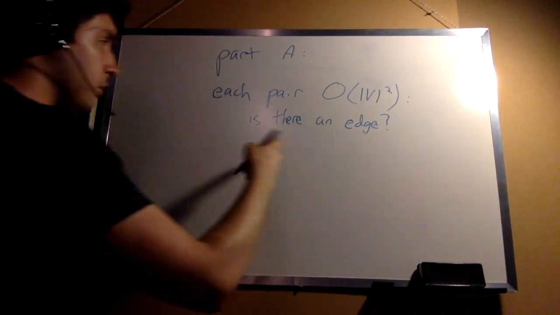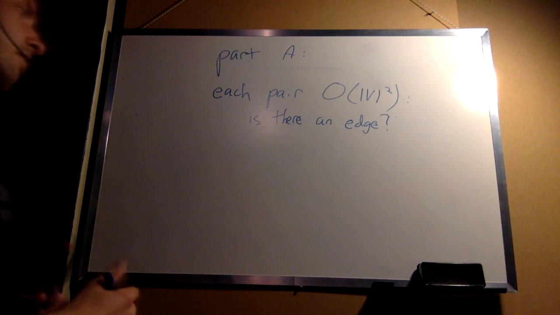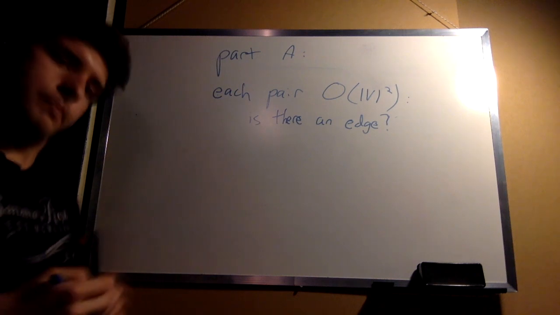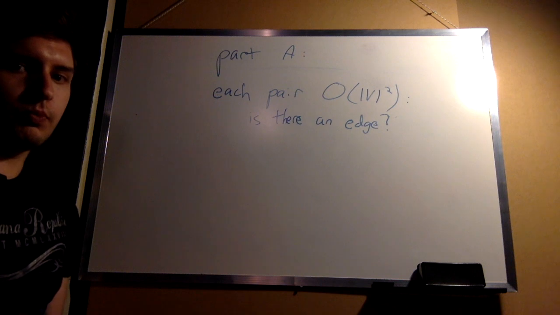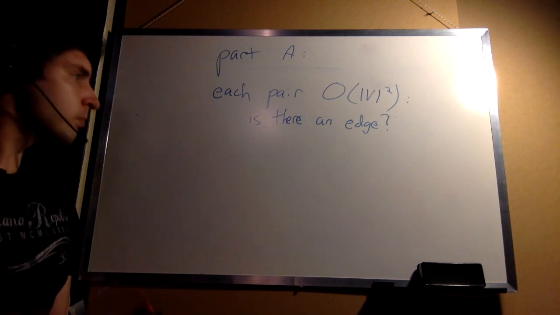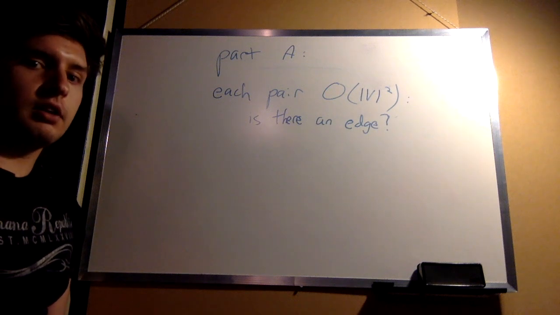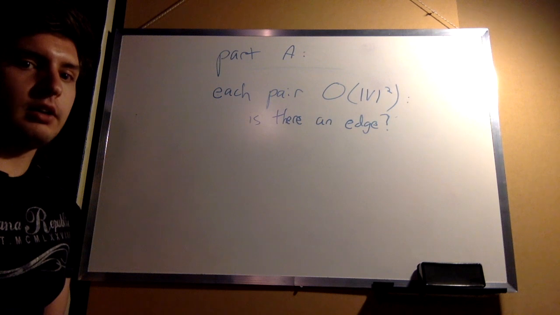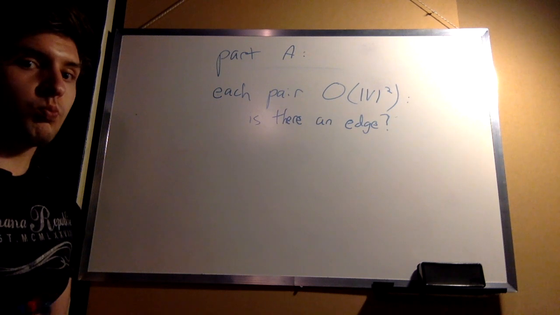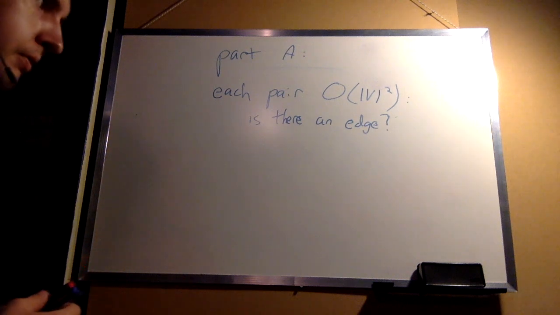And then if there was not, we would just break or continue to the next pair. So is there a way we could speed that up? Well, if we know every edge beforehand, before going through every vertex pair, then we could use that. So, okay, how can we generate that?